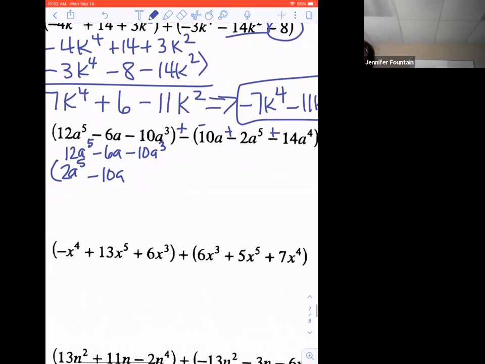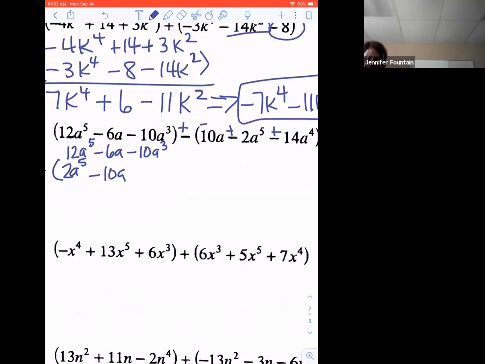It doesn't have a place to go, does it? So what I need to do is fill in with a placeholder 0 under the a cubed term, and I can go ahead and put plus 14a to the 4th. If it doesn't have a place, then I just need to put a placeholder 0.